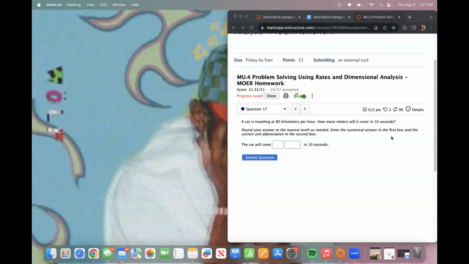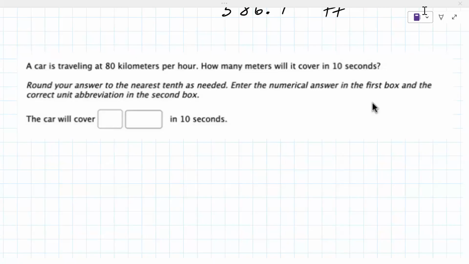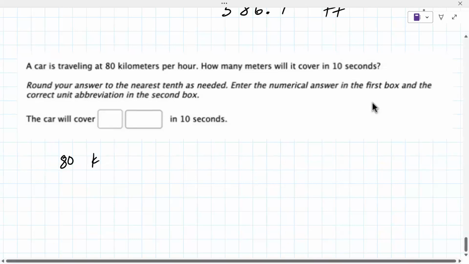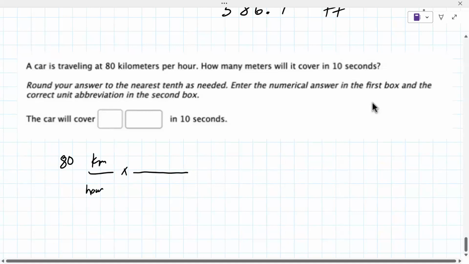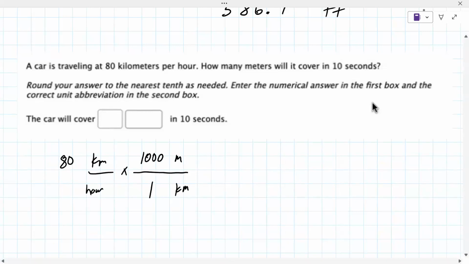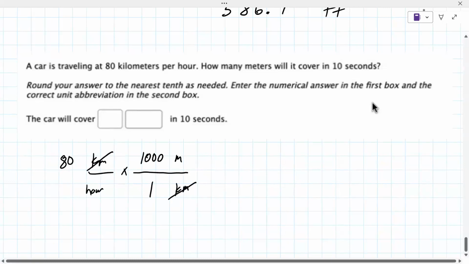Grab the snip here. 80 kilometers. So this is a really similar question to the one we just did. 80 kilometers per hour, and we want to know how many meters it will cover in 10 seconds. We're going to first focus on kilometers to meters. There are 1,000 meters in 1 kilometer. And then we want to convert the hours to seconds.